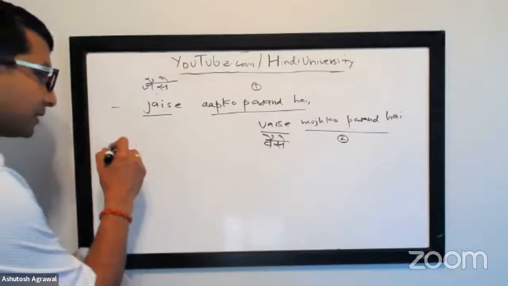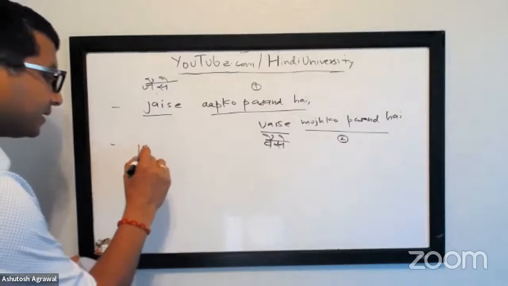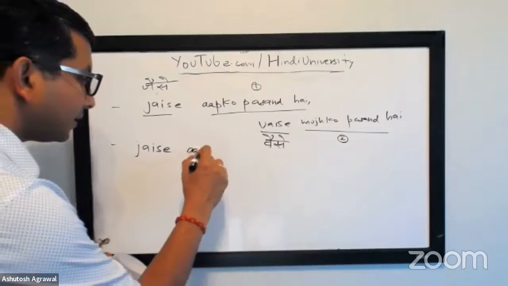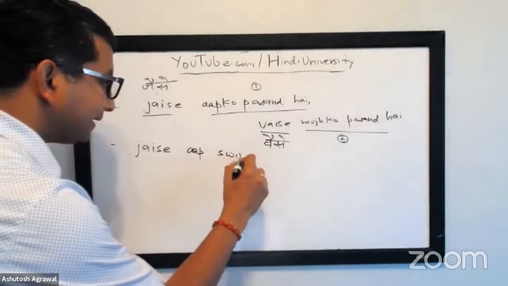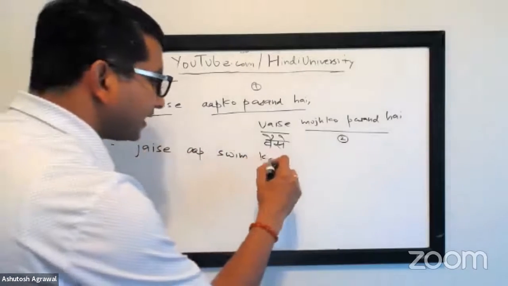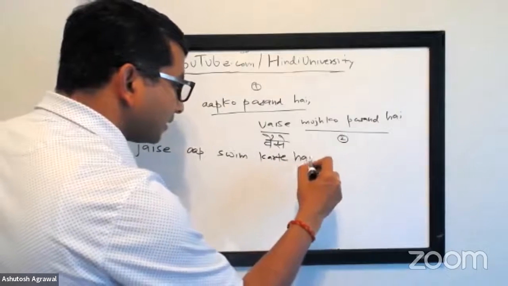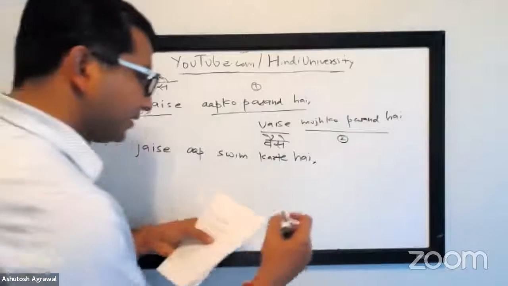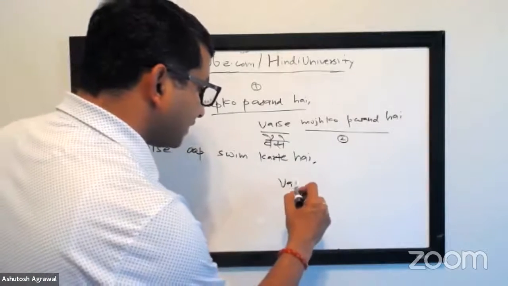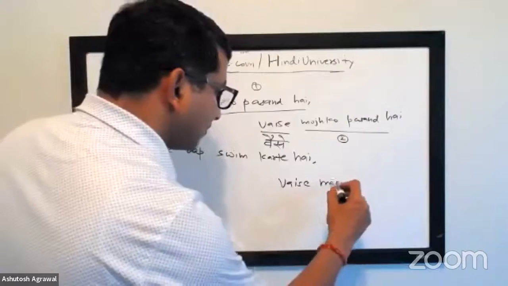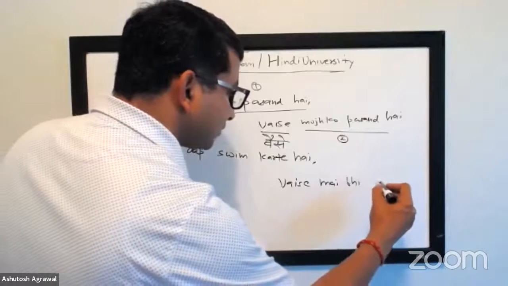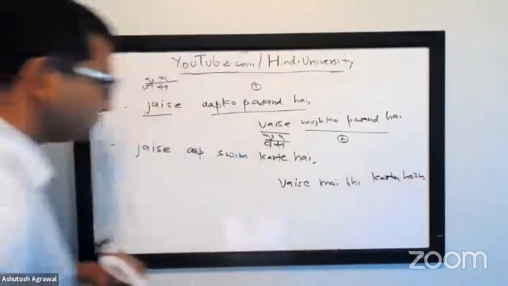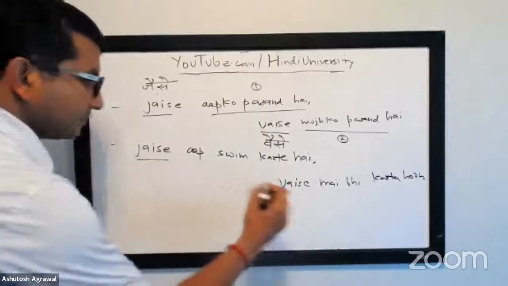I'm going to write down some more examples to make it easy. जैसे आप, I'm going to write it in English. जैसे आप swim करते हैं वैसे मैं भी स्विम करता हूँ. वैसे मैं भी स्विम करता हूँ. जैसे वैसे.